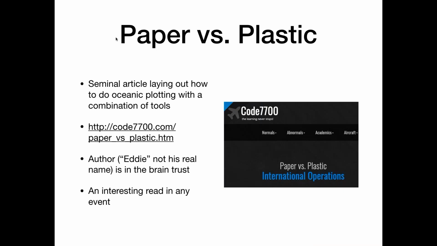I'd be remiss if I didn't point out a really good article that also gave us a lot of clarity into what was needed. That is the article Paper versus Plastic on Code 7700. The author of this, Eddie in quotes, it's not his real name, is in the Brain Trust. And this was a really good article.